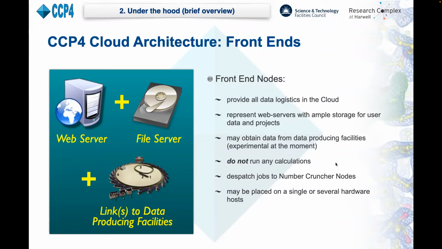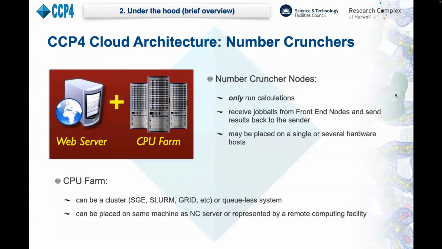In most practical cases, a CCP4 Cloud instance would include just one front end. However, multiple front ends may be useful in special cases, for example, to cope with high workload, or to categorize users by institution or sensitivity of their data.